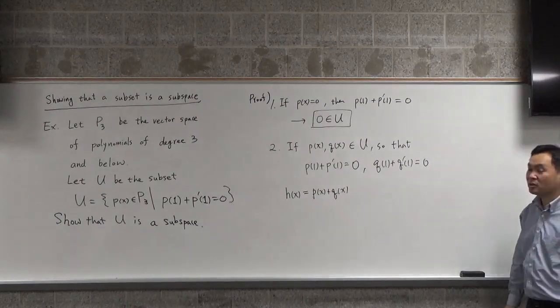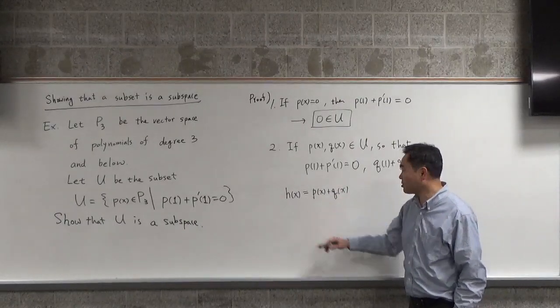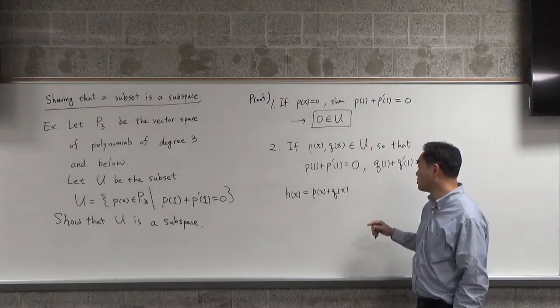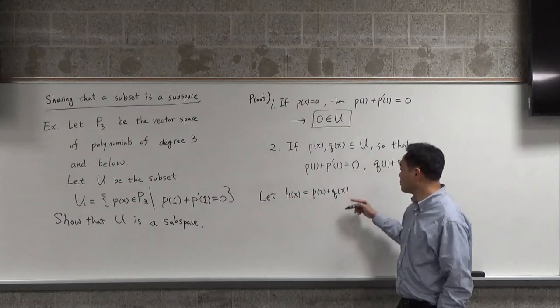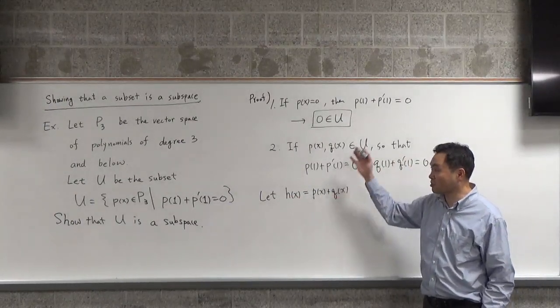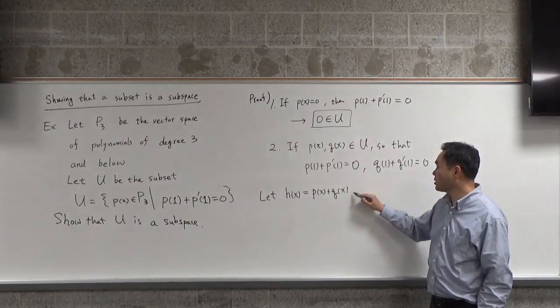Okay, so we have p(x) plus q(x). This is going to be our new function, and we want to show that this is in U. Okay, how do you do that? So we say let h(x) be the sum of the two vectors. These are polynomials, but it's a vector space, so we're going to call them vectors.